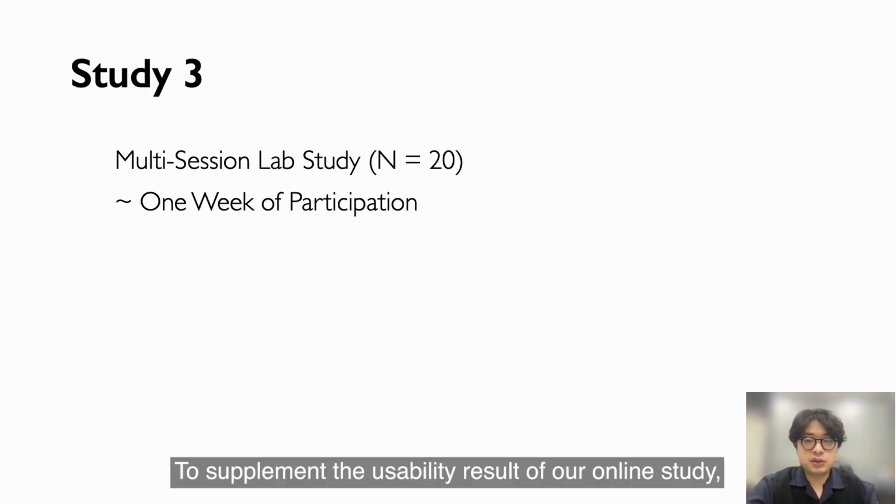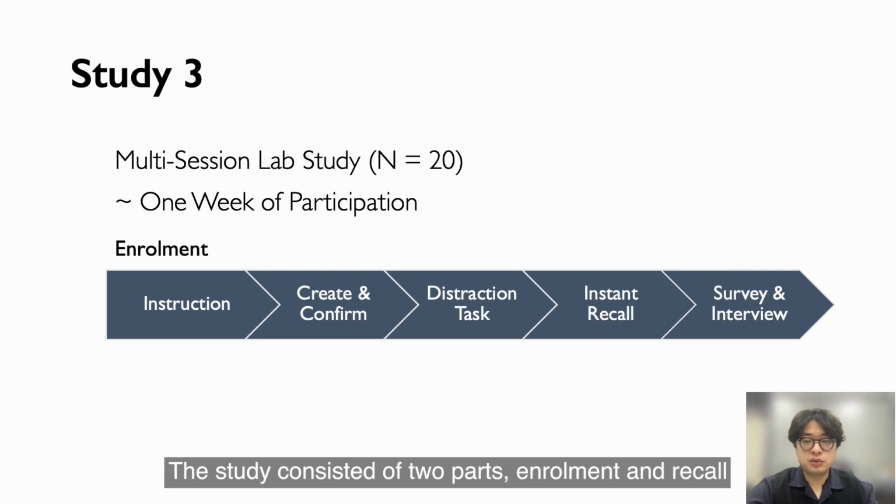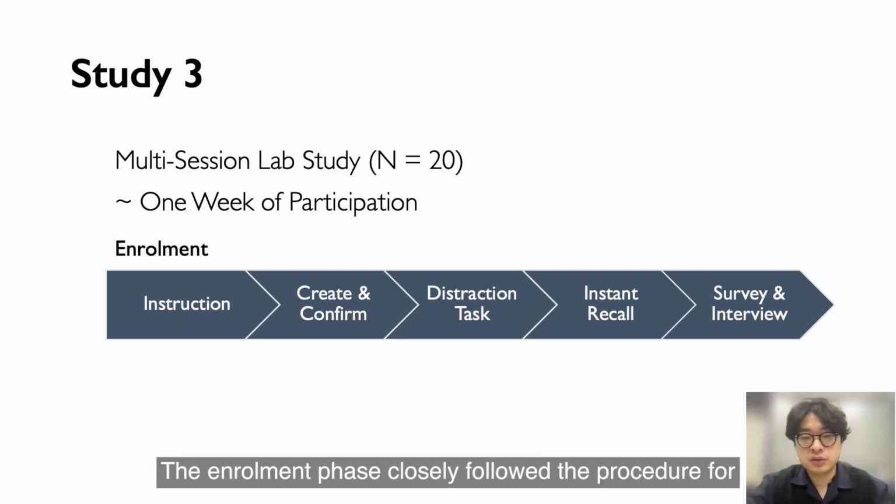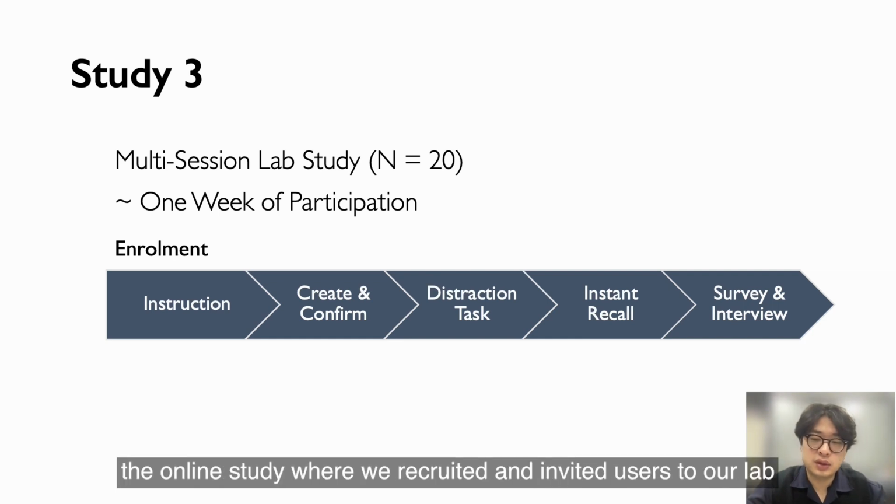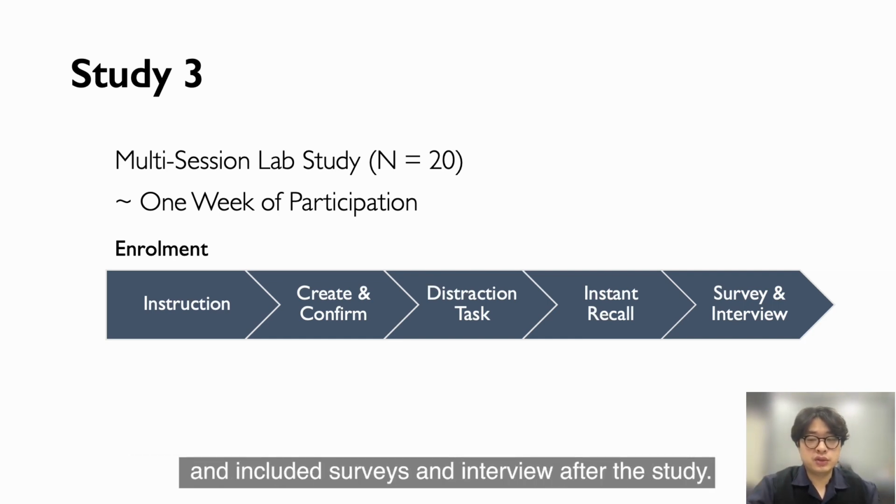To supplement the usability results of our online study, we conducted a multi-session lab study to capture group performance over an extended period of up to 1 week. We also included quantitative surveys such as task load index and qualitative comments to further enhance our understanding of usability. The study consisted of two parts, enrollment and recall. The enrollment phase closely followed the procedure of our online study, where we recruited and invited users to our lab and included surveys and interviews after the study.